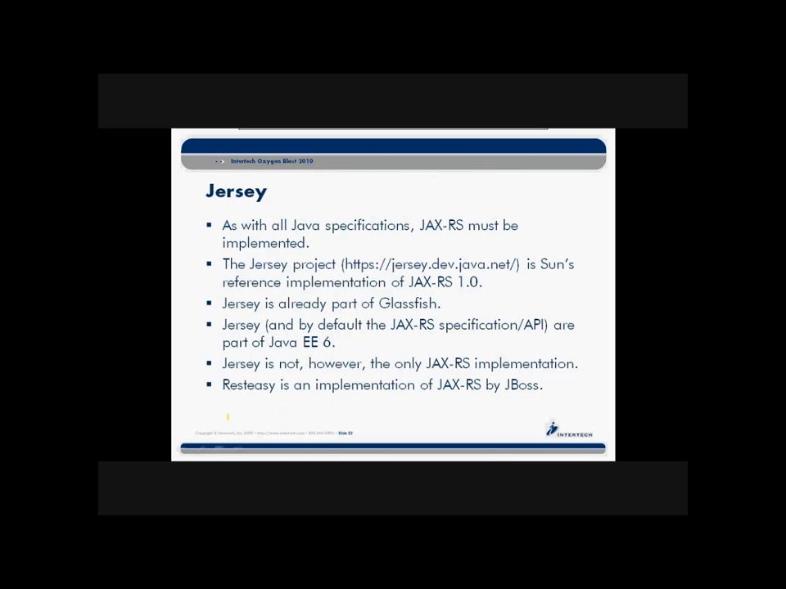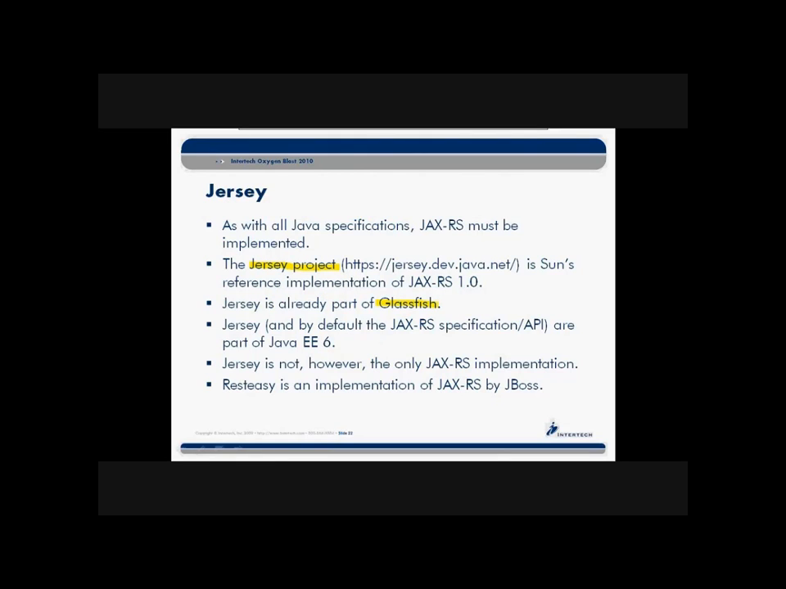But as with all specifications in the Java community, JAX-RS being just a specification, you need an implementation. What is the implementation for us in the Java community? Well, there's the Jersey project, an open source project which has become Sun's reference implementation of this specification. So Jersey is the implementation, one of many that you can use to provide JAX-RS in your environment. Again, it is a reference implementation, and as such, it's also part of the Glassfish project.